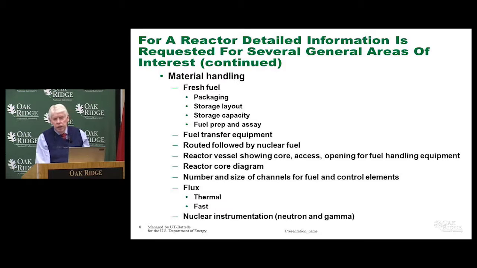And do you need cranes to transport the fuel? Do you need forklifts? What kind of special equipment do you need for picking the fuel up?